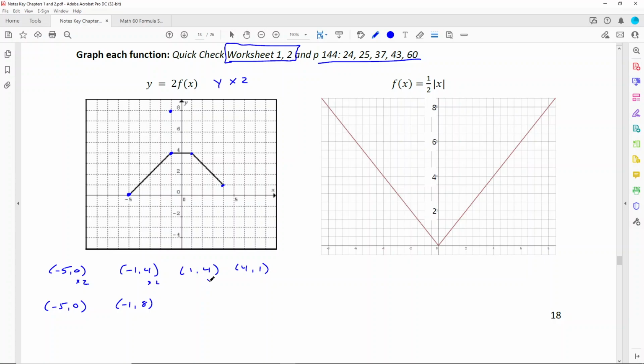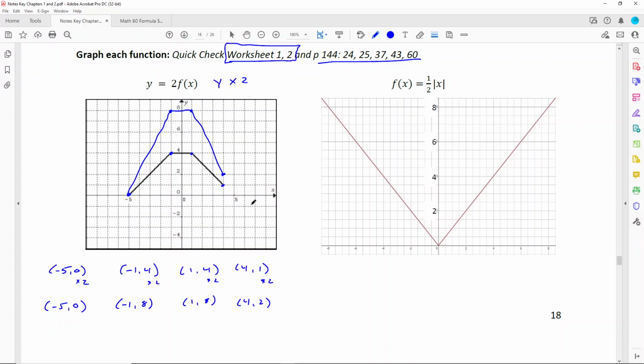Then I've got this one, I'm going to multiply the y value by 2. It's going to be 1, 8. So it's going to be up here. And then I've got this point, I'm going to multiply the y value by 2. X value stays the same. And you get 4, 2. And then you just connect the dots. And so you go up to here with a ruler, of course. Then you go across to here. And then you go down to here.